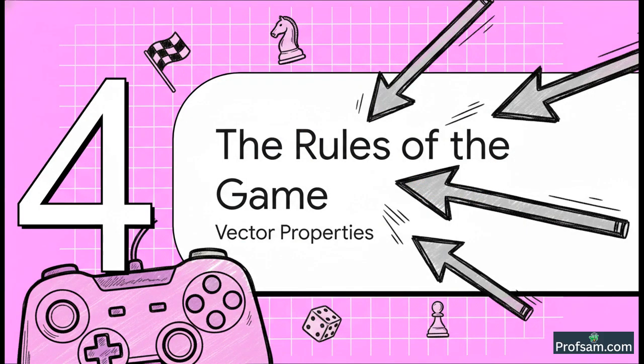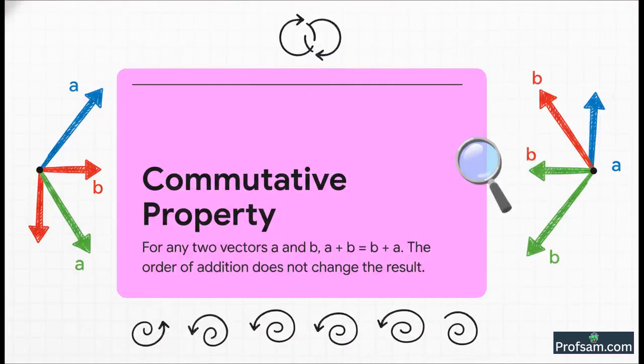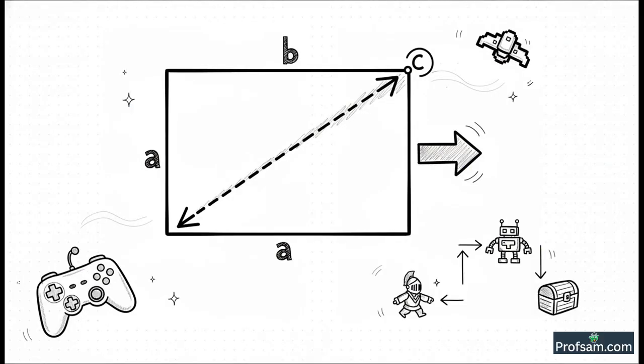Now, just like any good video game, vector addition has some fundamental rules, kind of like the game's physics, that always work no matter what. Let's quickly look at a big one. This one is called the commutative property. It's a fancy name for a very, very simple idea. The order in which you add two things doesn't matter. So A plus B is the exact same thing as B plus A. Simple as that. And this diagram shows you exactly why this is true.